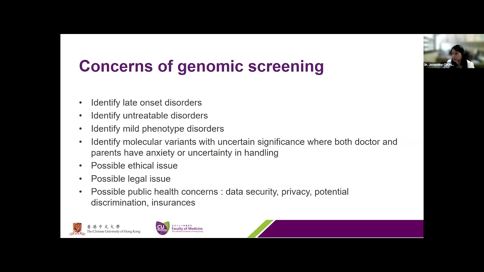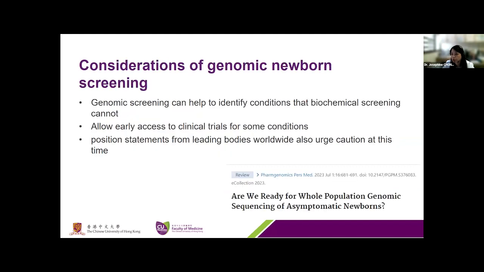And of course, the most problematic issue is that you may identify some molecular variants of uncertain significance, where both the doctors and the parents may have anxiety or uncertainty in handling this kind of genomic data. And with a huge amount of newborn genomic data, it could also cause possible ethical issues or possible legal issues, and some public health concerns such as data security, privacy, potential discrimination, and also possible insurance issues.